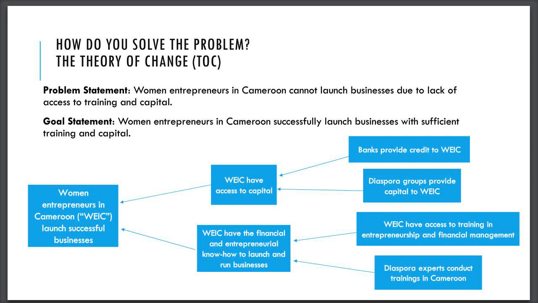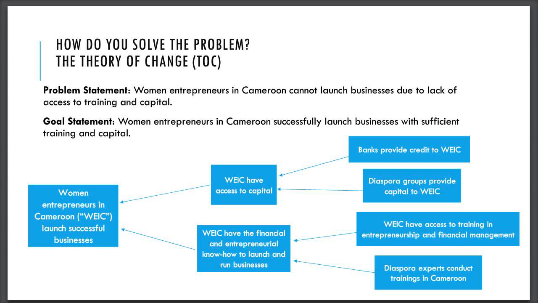How you get to that goal statement, that first blue box to the left of the screen, is basically just flipping the problem statement. It's almost as simple as that. If ultimately your goal is to help women entrepreneurs in Cameroon successfully launch businesses with sufficient training and capital, then that's going to be the goal in your theory of change. After that, you move to the two boxes to the right, and those are technically called strategic objectives. They're basically ways that you can help achieve that goal. The first example that we put on the screen is that women entrepreneurs in Cameroon, which we've abbreviated as WEIC just for ease of writing.